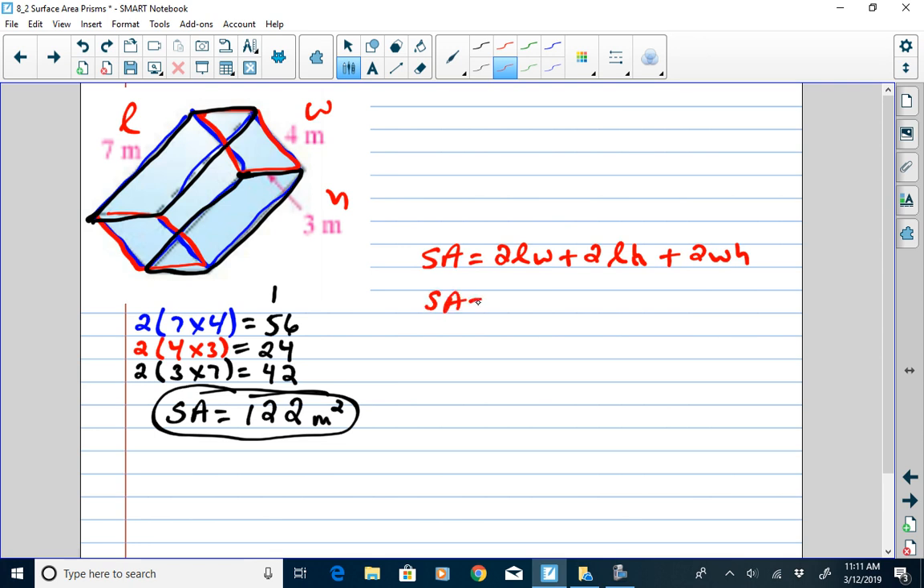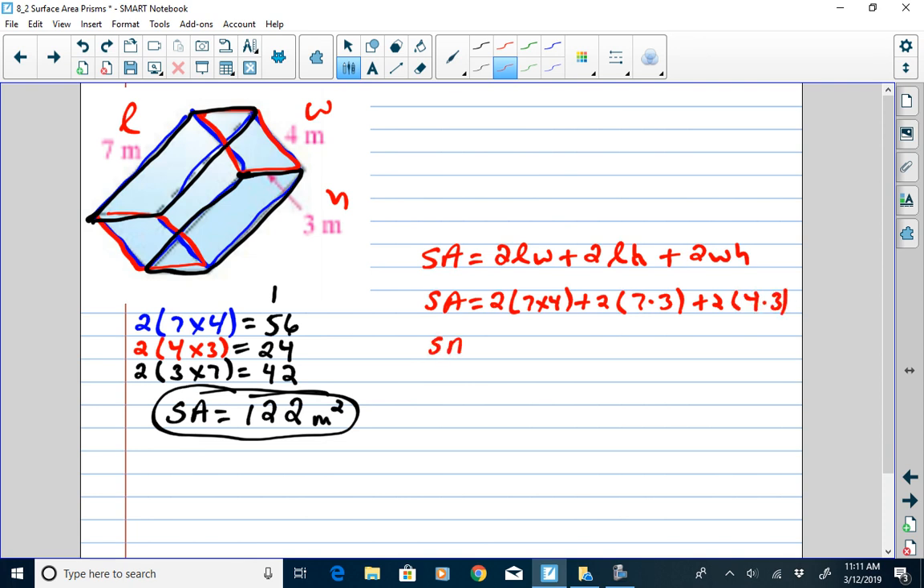So surface area is going to be equal to 2 times length times width, which is 7 times 4, plus 2 times length times height, which is 7 times 3, plus 2 times width times height, which is 4 times 3.